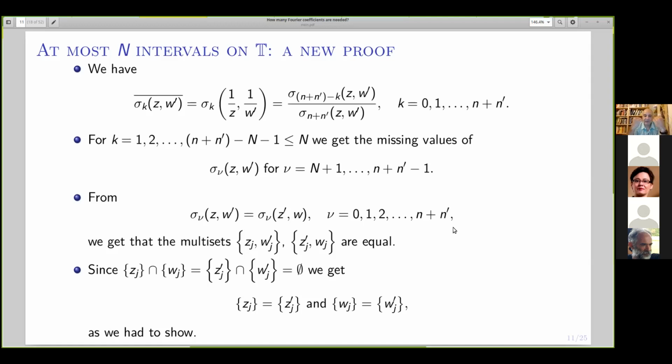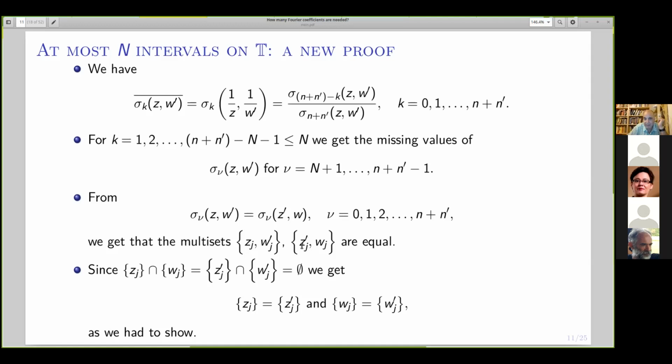But the elementary symmetric functions, why do we use them? Because if you have a polynomial with roots at the points of z and w prime, the sigma nu are the coefficients of the polynomial. So since the coefficients are the same, the roots of the polynomials are the same. So what we get is that this set, or rather a multiset, because you could have repeated roots, this multiset is the same as this multiset, because they are roots of the same polynomial, but they may be permuted.